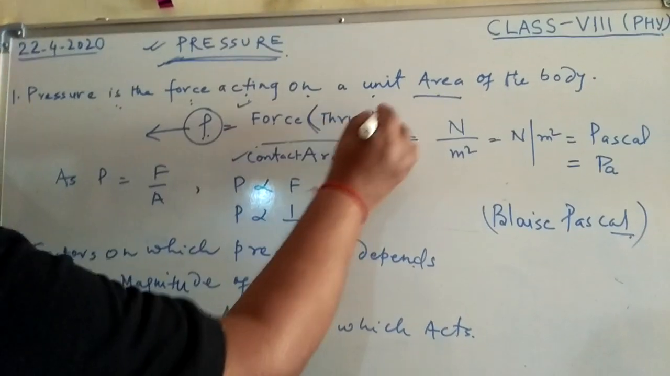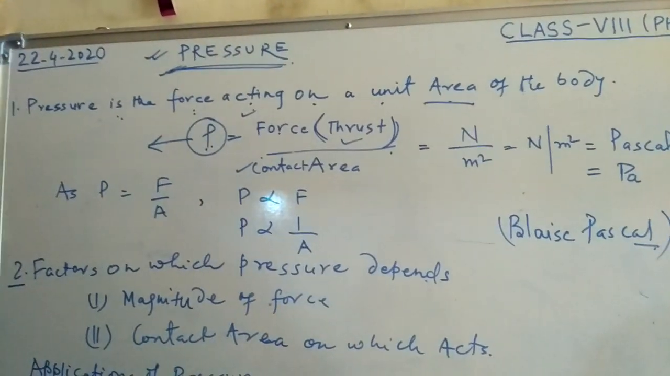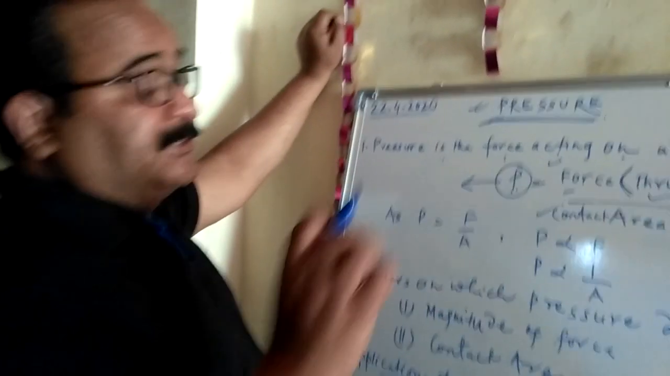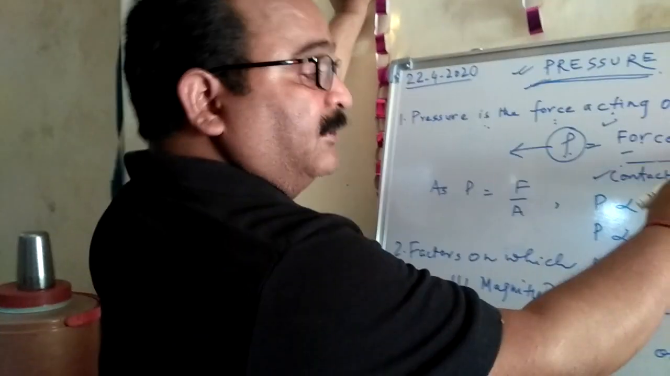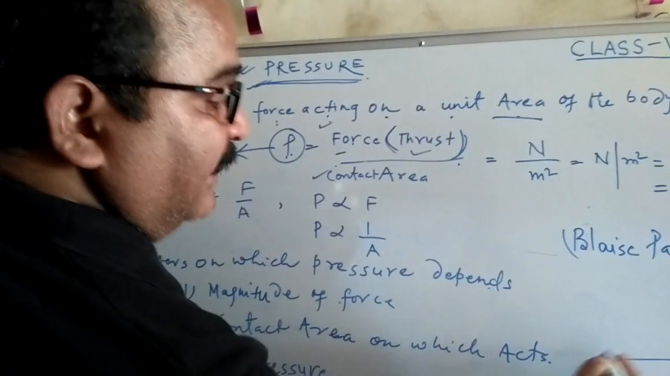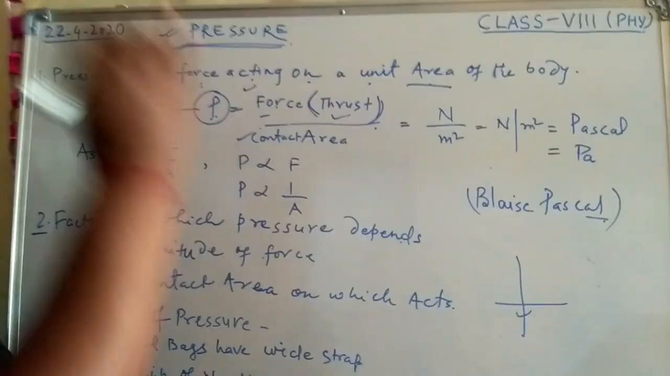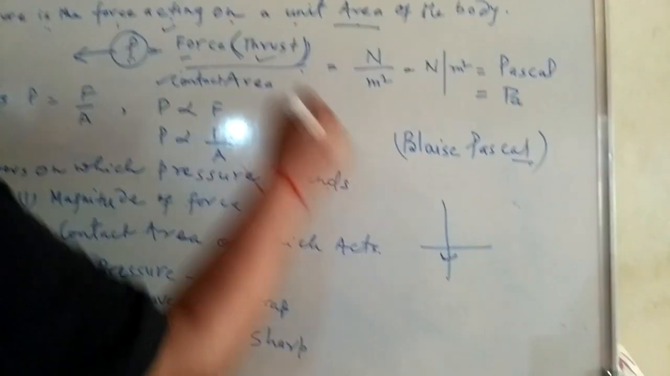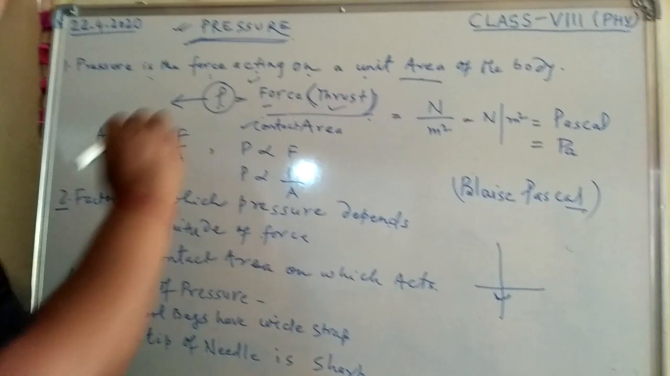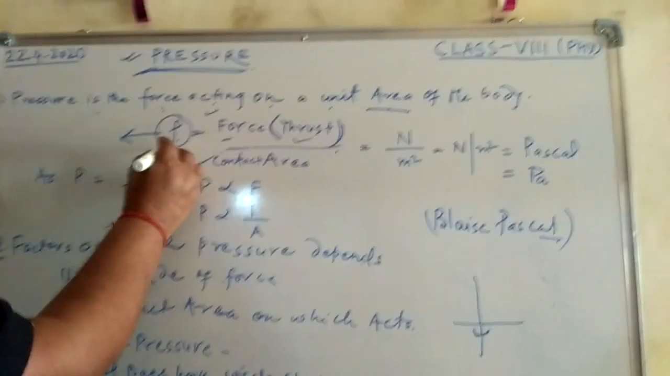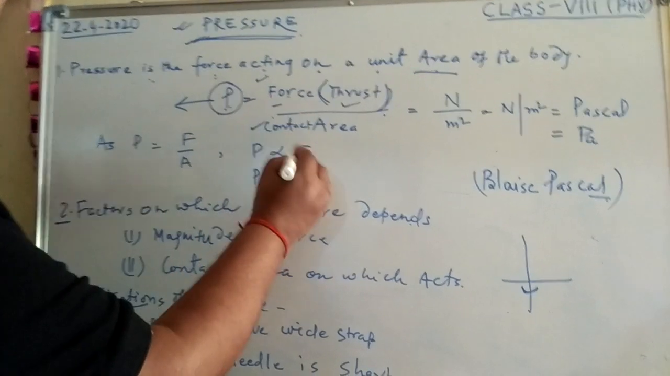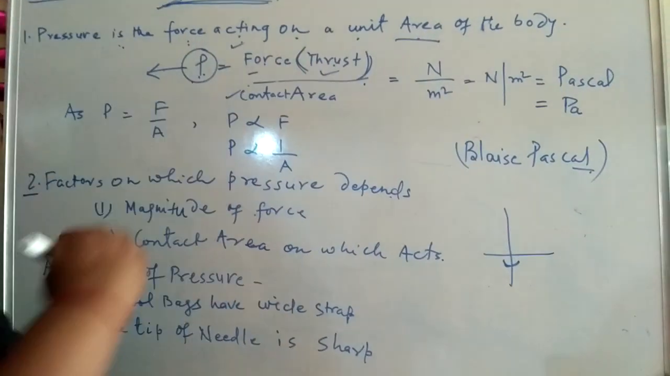Here we write in a bracket, thrust. Thrust is also a type of force. A special type of force, called thrust, always acts perpendicular to the body. The force that acts perpendicular to the body is called thrust. So pressure is force or thrust by contact area.